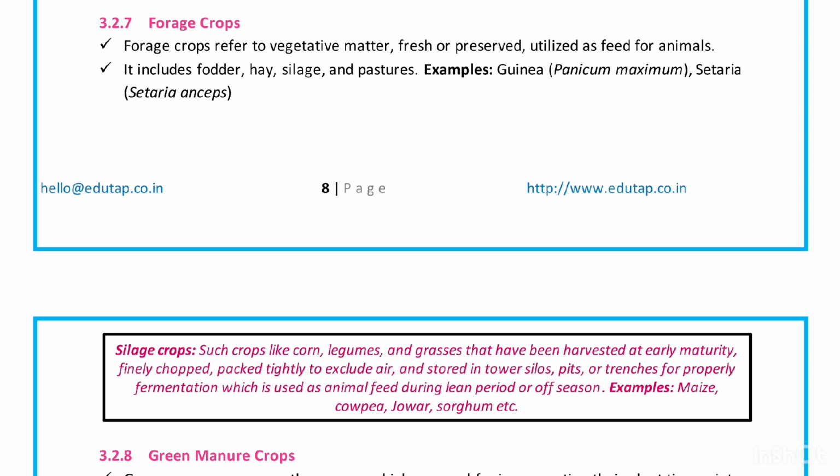Next one is forage crops. Farmers also have livestock, because animal husbandry is also a part of agriculture, which we discussed in the very first chapter. Now, to feed this livestock, the farmers need fodder. Farmers need grasses. Farmers need vegetative material to feed their livestock. So, for that purpose, there are a few crops that are specially grown for this purpose, which are known as fodder crops.